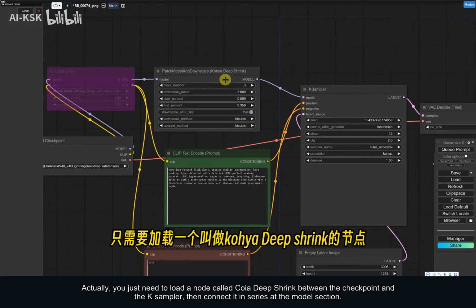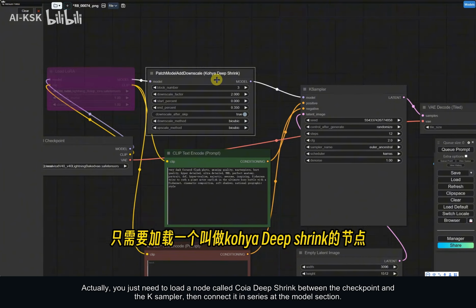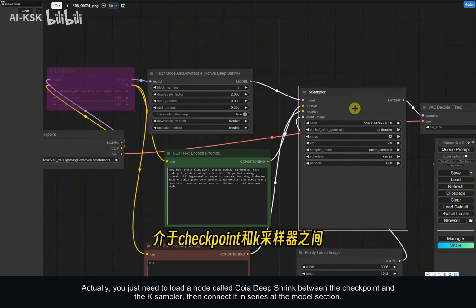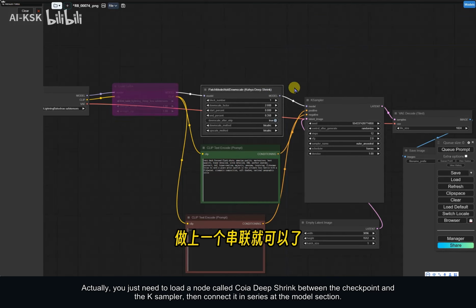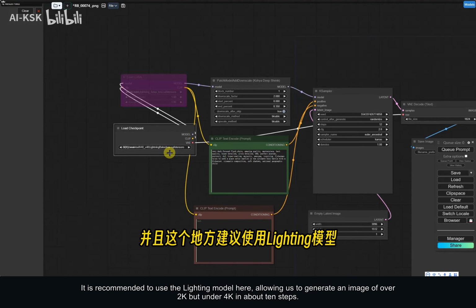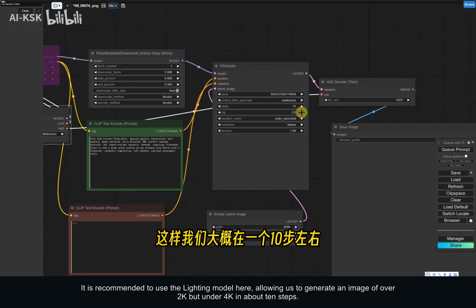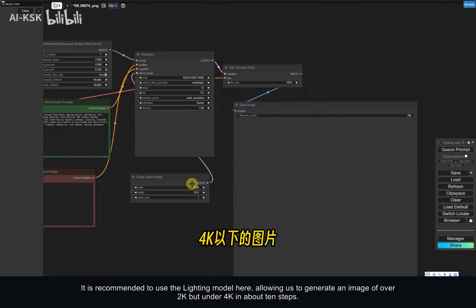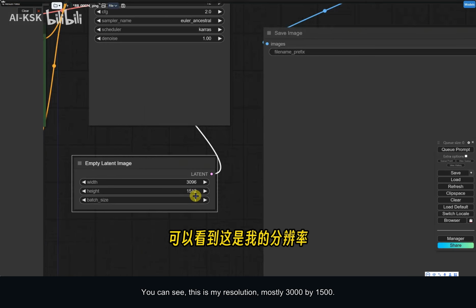Actually, you just need to load a node called Kohya Deep Shrink between the checkpoint and the K-sampler, then connect it in series at the model section. It is recommended to use the lighting model here, allowing us to generate an image of over 2K, but under 4K in about 10 steps. You can see this is my resolution, mostly 3000 by 1500.